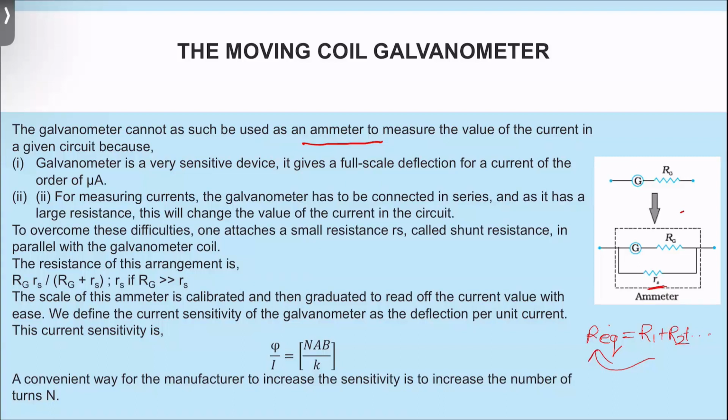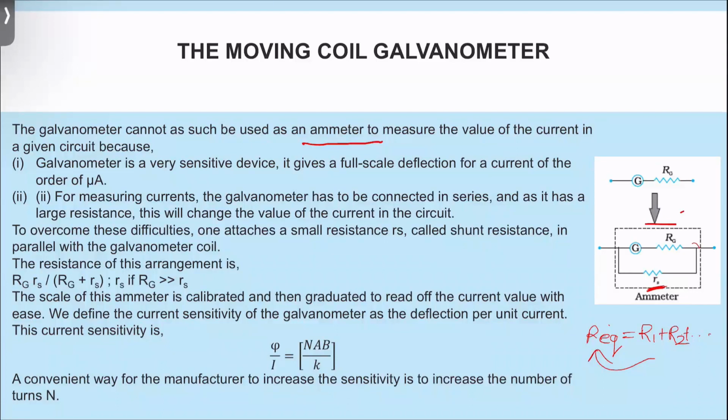To overcome these issues, we put a smaller resistance, called the shunt resistance, in parallel with the galvanometer coil. This is the entire ammeter setup. This entire ammeter is connected in series when we are trying to measure the current using this ammeter.